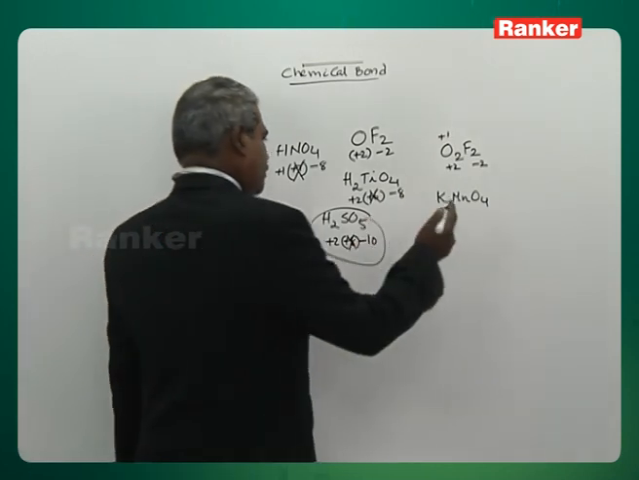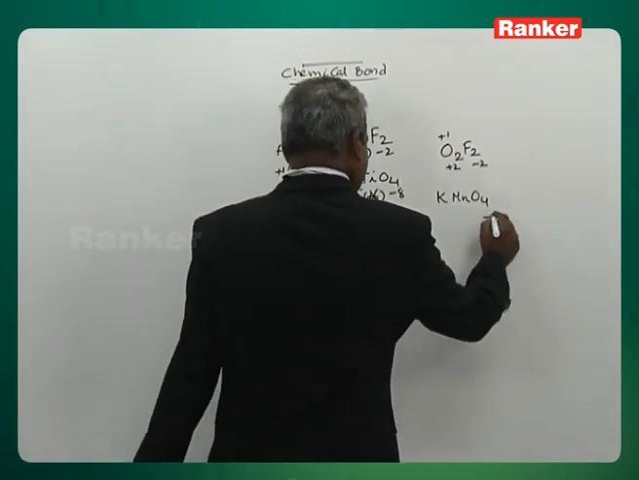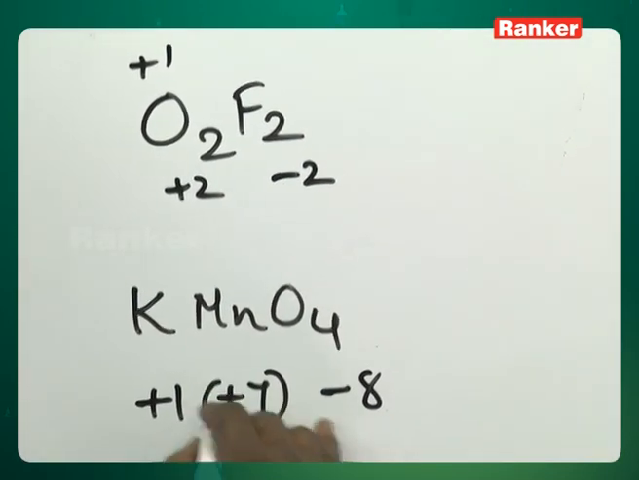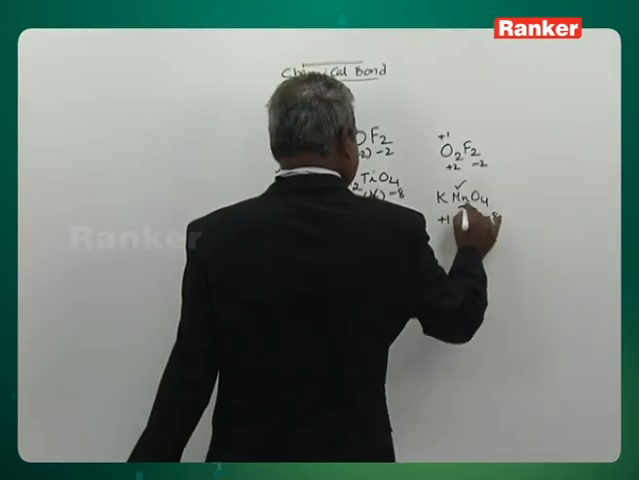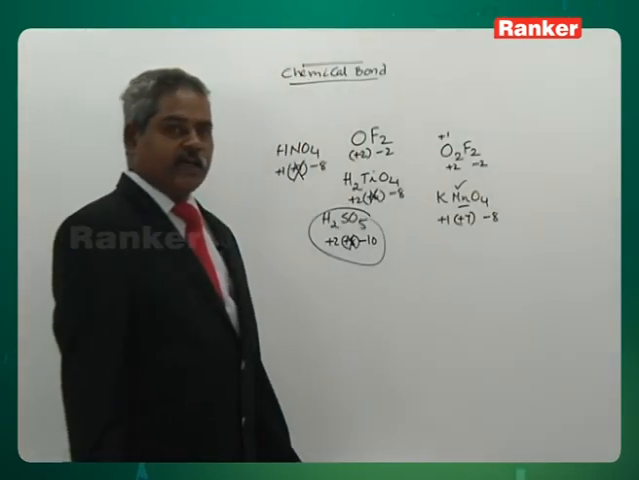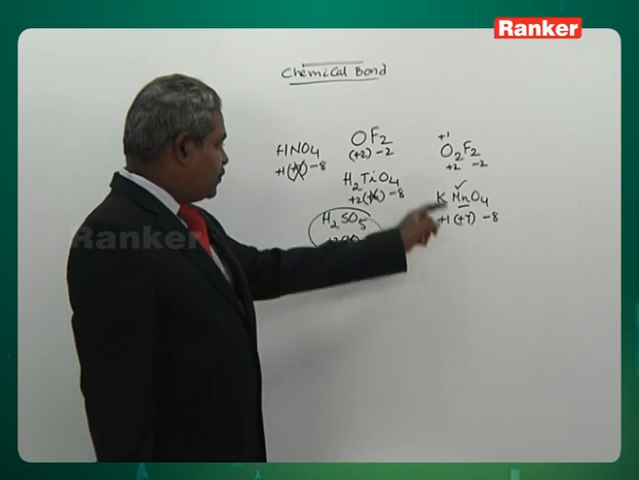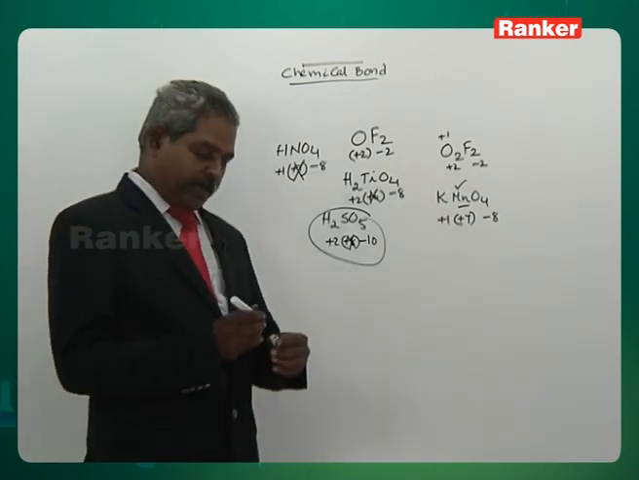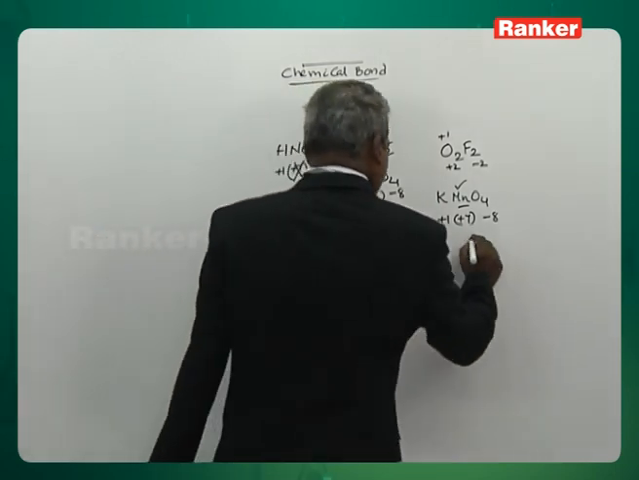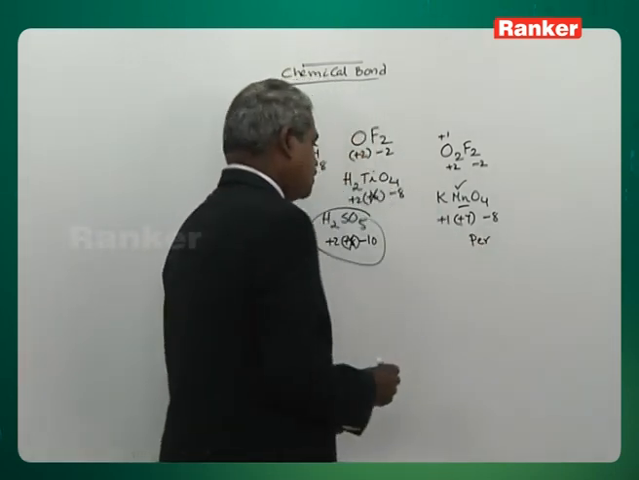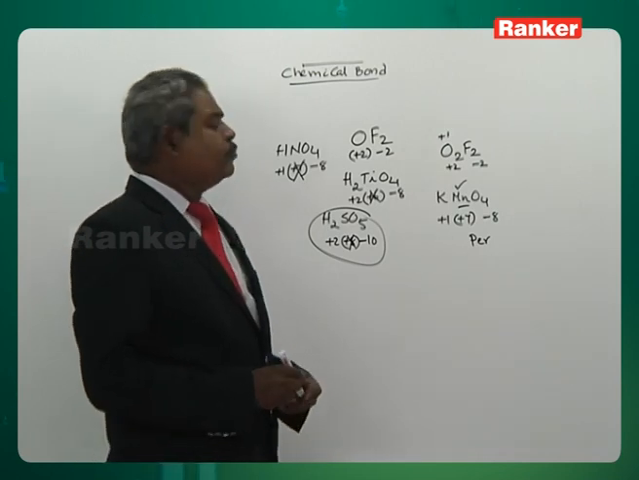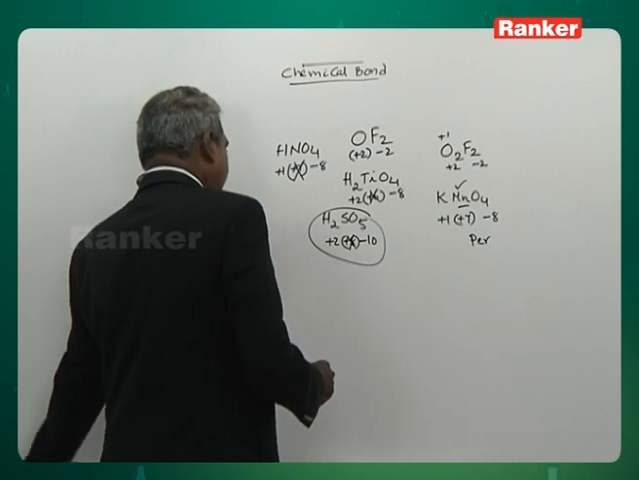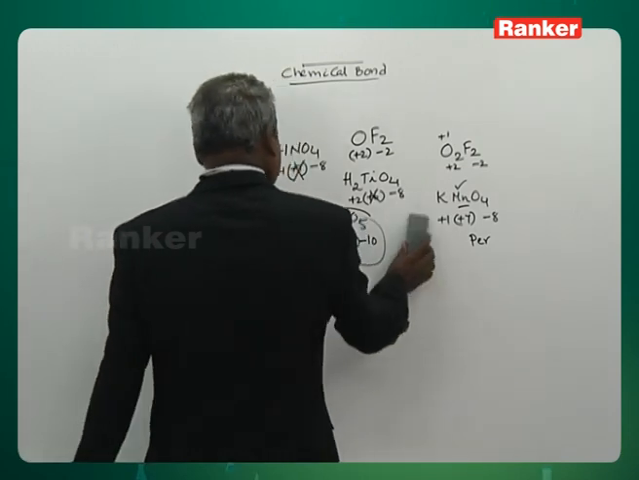For example, you have KMnO4: minus 8, potassium fixed plus 1, manganese plus 7. For manganese plus 7 there is no problem, manganese can take as high as plus 7. Therefore, this is potassium permanganate. So there is a sound per in this, but it does not have a peroxy bond. Actually, here per means too many oxygens. Per here stands for too many.